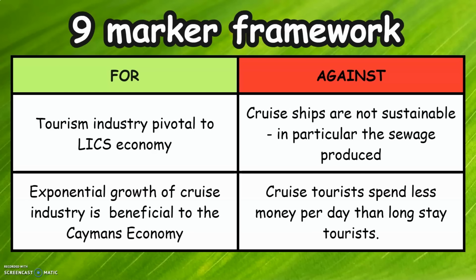Now, for the against point, I've said cruise ships are not sustainable, in particular the sewage produced. So it actually says in figure 1, again, cruise ships in the Caribbean are estimated to produce more than 70,000 tonnes of wastewater per year. Now that is all of the domestic uses, and clearly from that being a credible source from the WWF, it just shows the negative impact of the cruise industry as a whole on the environment, and therefore an against point in why the port should not be built.